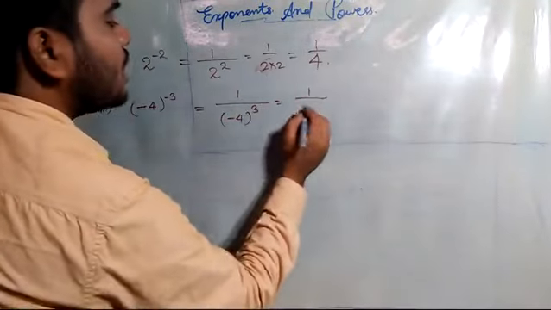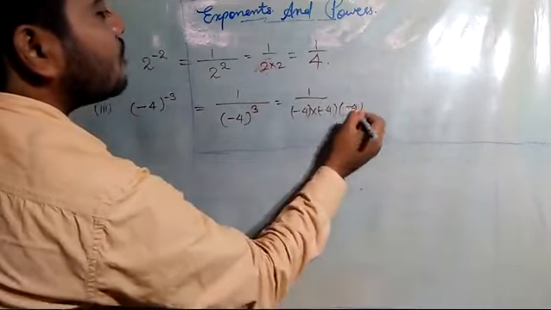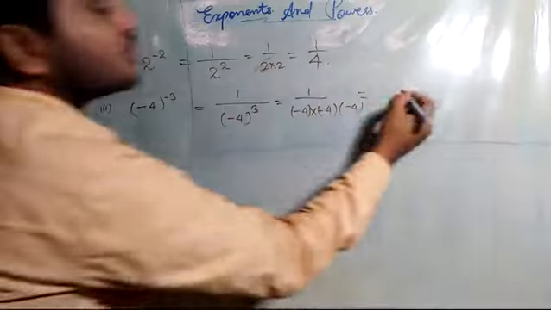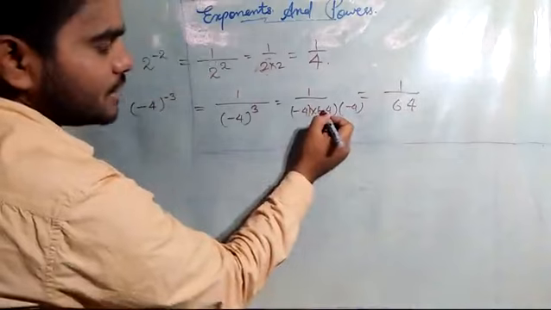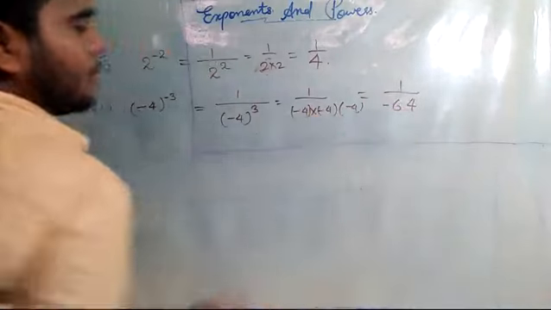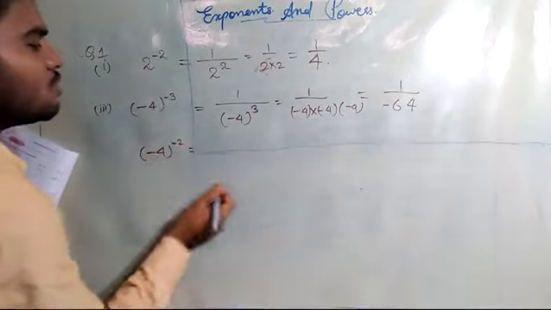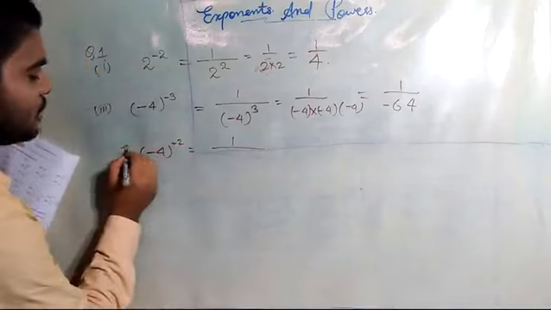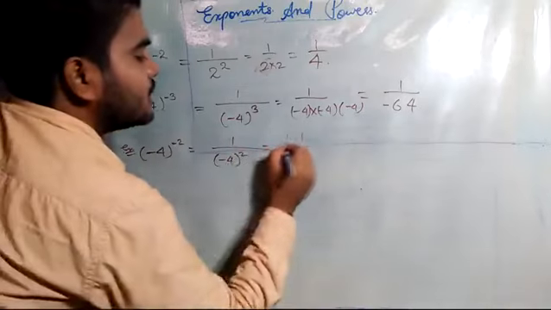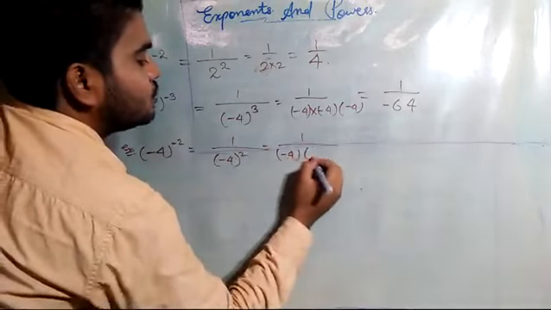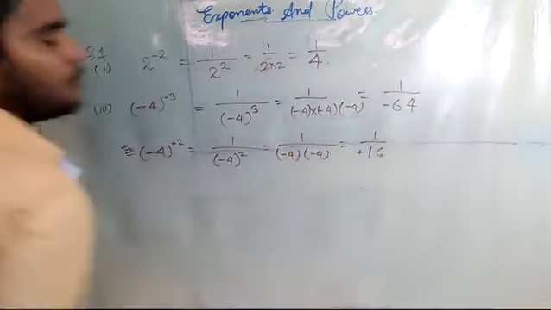So this can be written as minus 4 into minus 4 into minus 4, which means 4 4s are 16, 4 16s are 64, so 1 upon 64. Now what about this sign? Minus into minus is plus, plus into minus is minus. Now take another example. If I have minus 4 raised to the power minus 2, then what will I write? I will write 1 upon minus 4 raised to the power 2, which can be written as 1 by minus 4 into minus 4, which will be equal to 1 upon 16, and minus minus will become plus.